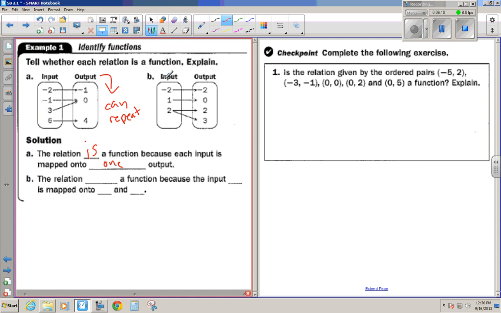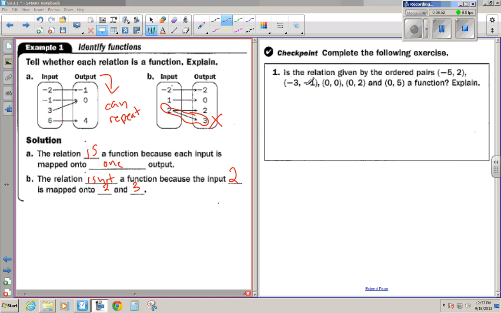So, part B, negative 2 goes to negative 2. 1 goes to 0. 2 goes to 2. If 2 goes to 2, then 2 should always go to 2. But since there is a problem right here, the relation is not a function because the input of 2 is mapped onto both 2 and 3. So you can do that just by looking at ordered pairs. You can do that by looking at mapping. You could graph it. You could do a lot of ways here.